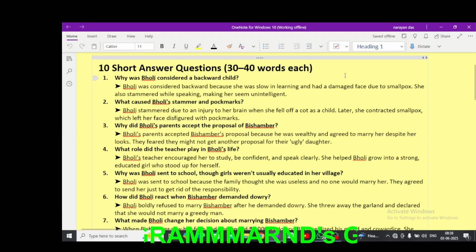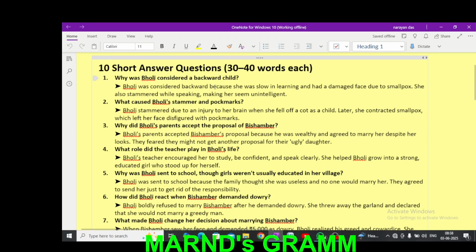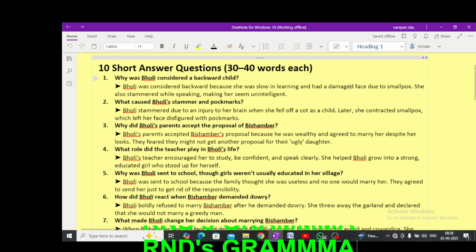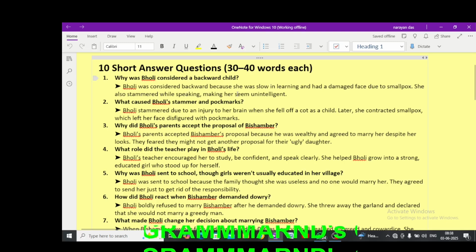Question 1. Bholi. Why was Bholi considered a backward child? Answer. Bholi was considered backward because she was slow in learning and had a damaged face due to smallpox. She also stammered while speaking, making her seem unintelligent.